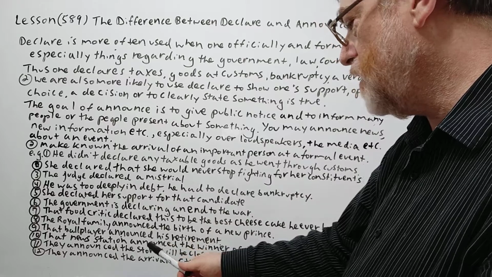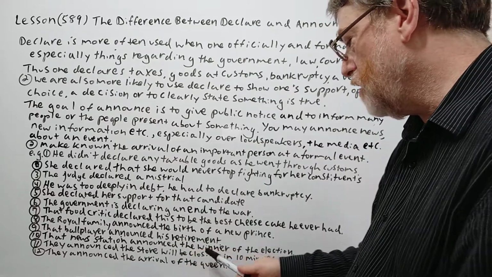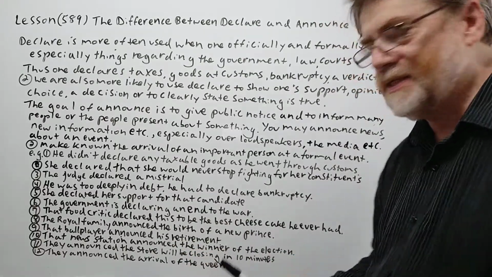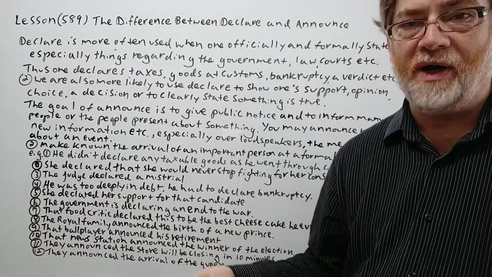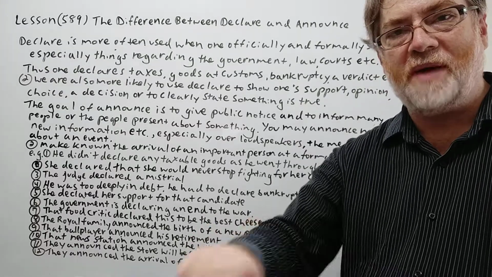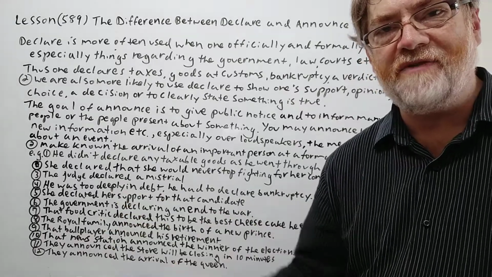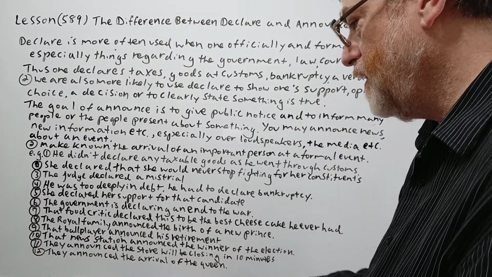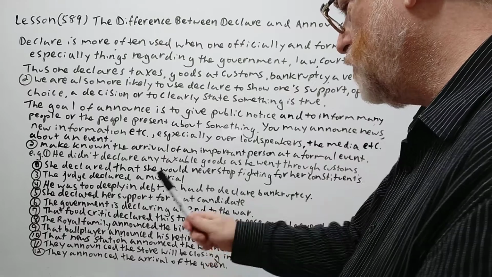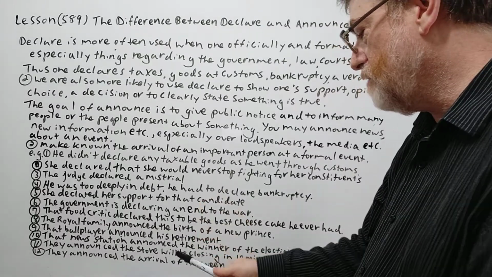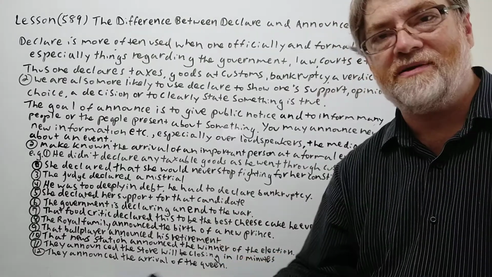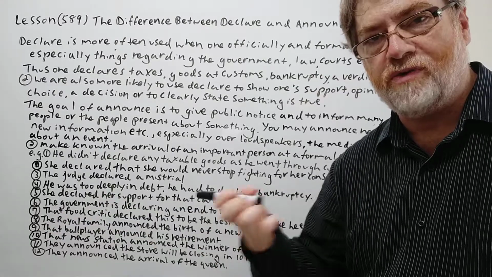Number 11: They announced the store will be closing in 10 minutes. So let the people know, come on, you've got to finish up your shopping. Come on, get out. We're closing the store, so we're just letting everybody know. And number 12, the last one: They announced the arrival of the queen. So this is announce, to let you know an important person has arrived.